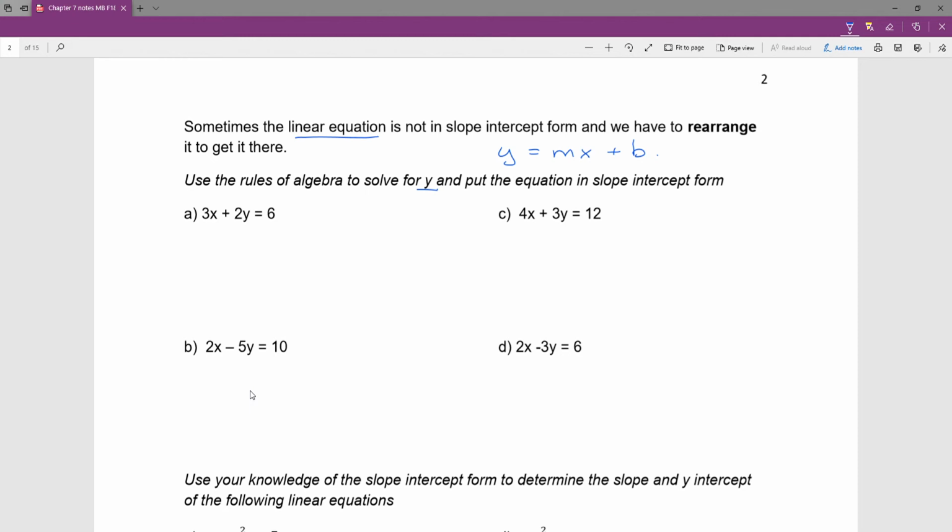So for a, if I am solving for y and, in a sense, putting this in my slope-intercept form, I would subtract 3x from both sides and get 2y equaling negative 3x plus 6. Remember that I'm putting this in descending order, right? X term first, so descending order, much like how I had said back in chapter 6, like I know where we're going with this, so we're going to do it in a specific way. The last part here is to divide by 2.